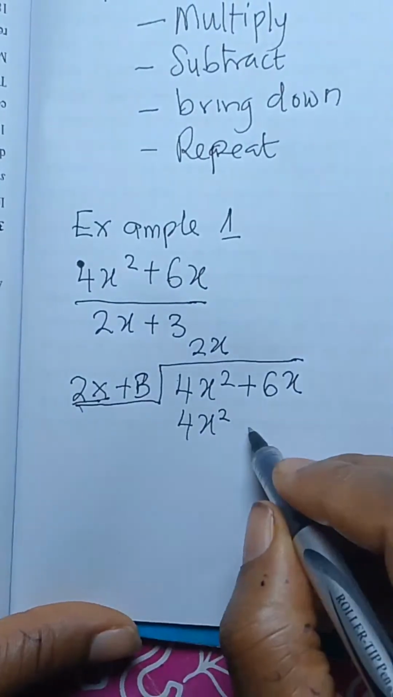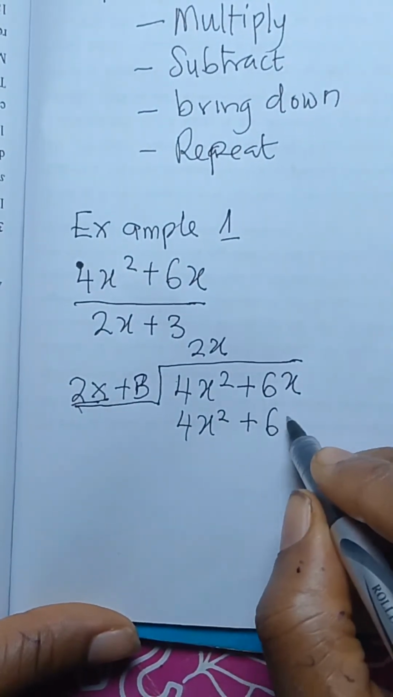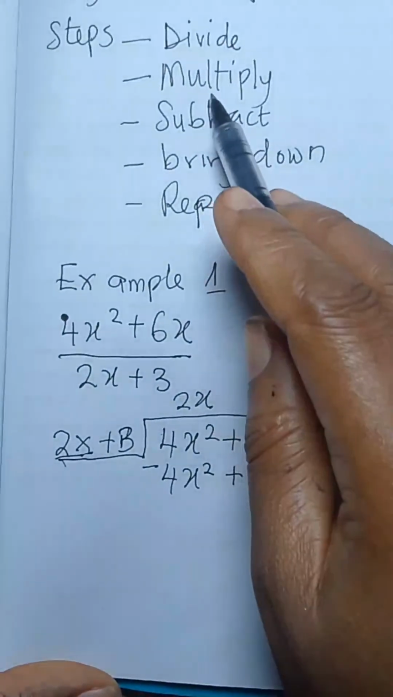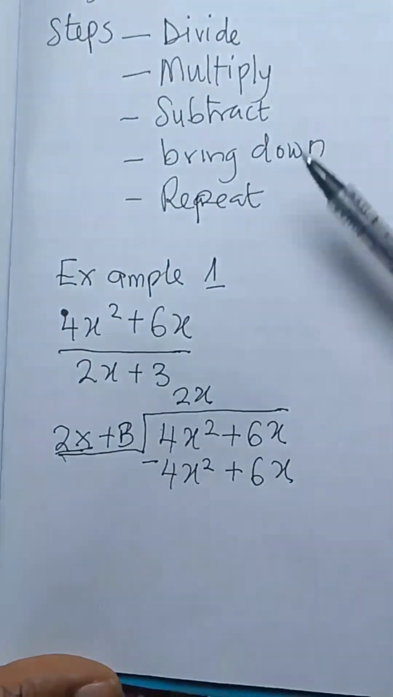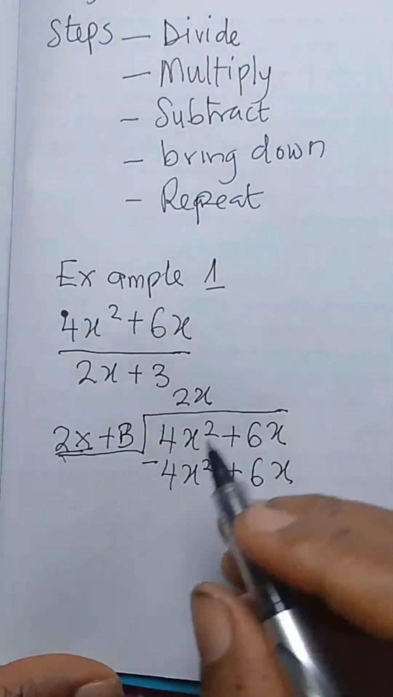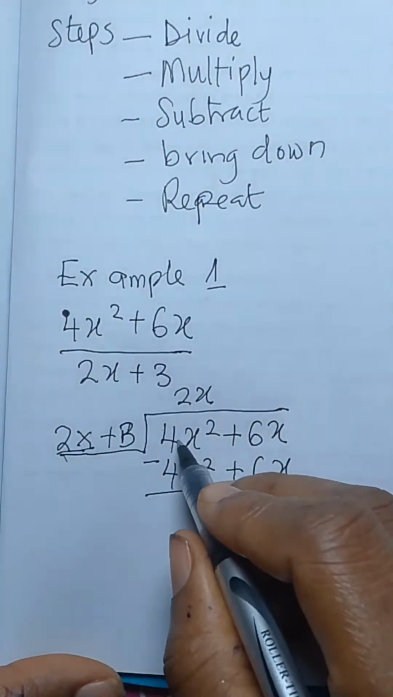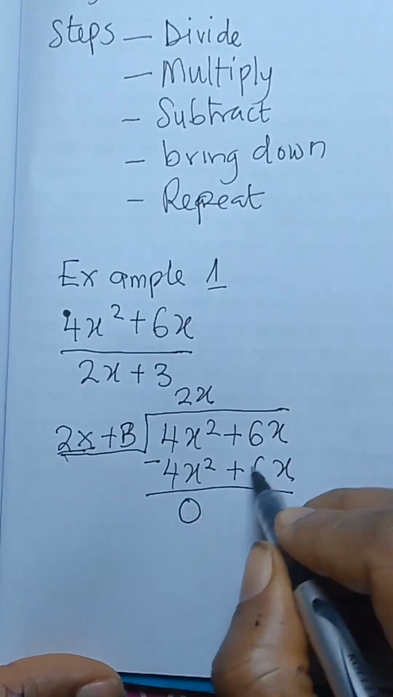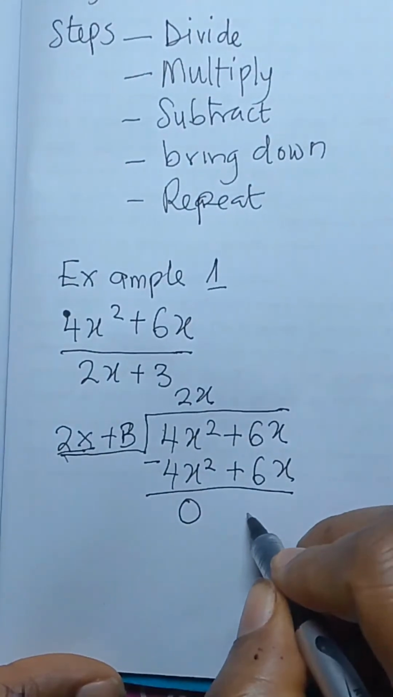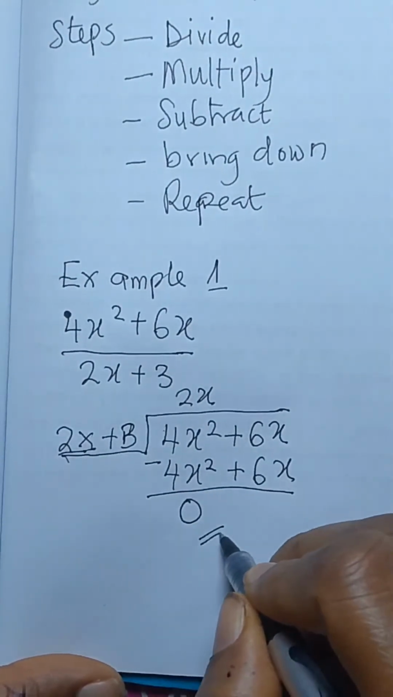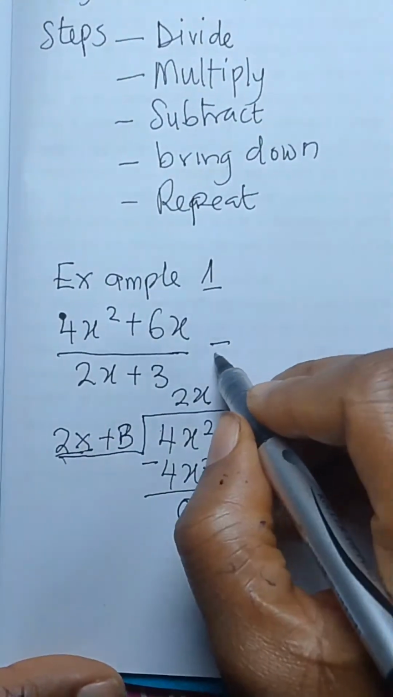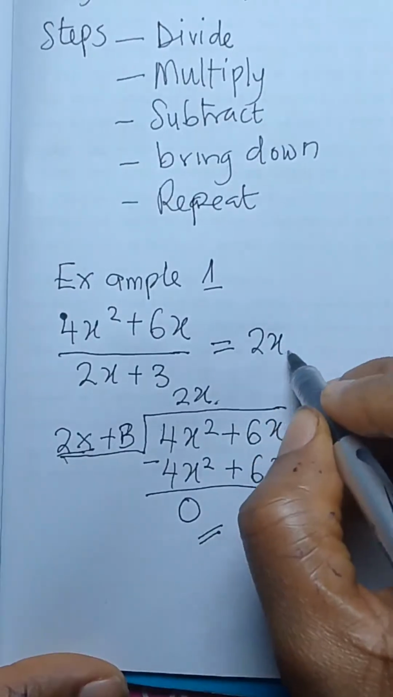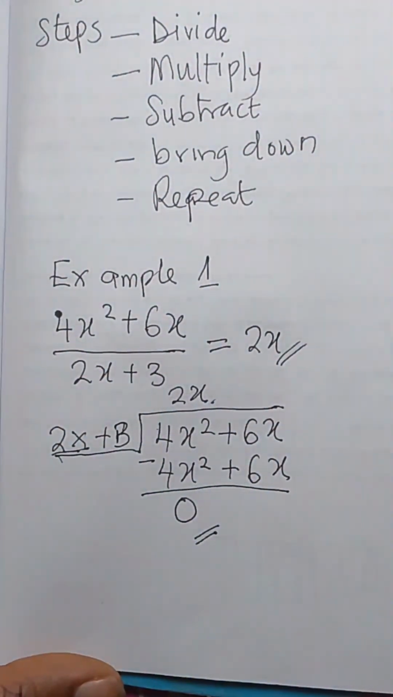2x times 3 will give us 6x, and we subtract. All right, if you look at the steps, we have divided, we have multiplied, then we subtract. If we subtract 4x squared from 4x squared, it will give us 0. The same thing here, 6x minus 6x is 0. So since we have 0 now, the solution to this question is 2x, all right? So that is the solution to the question, 2x.